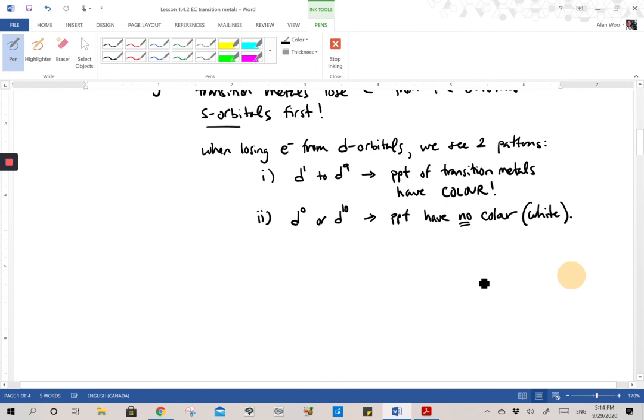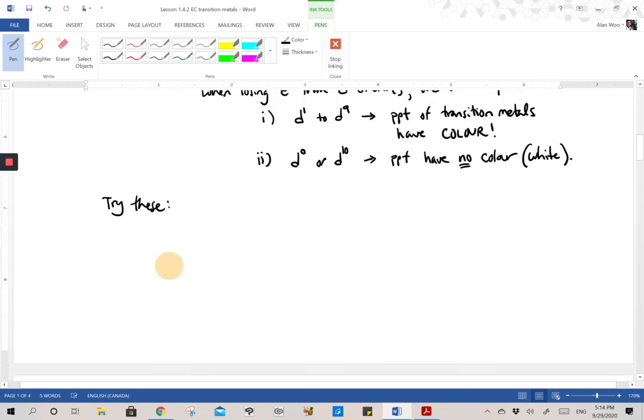For the time being, there are a couple that I would like you to try out. I want you to predict whether these two show color or not. Write out the electron configuration of Sc3+, and write out the electron configuration of Cr3+, and predict which ones, if any, would have colored precipitates.